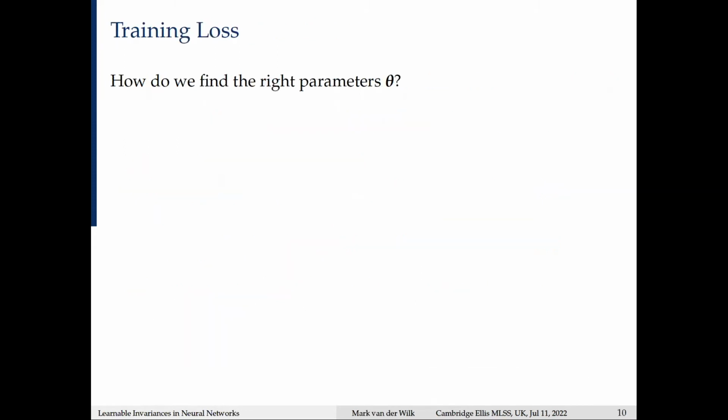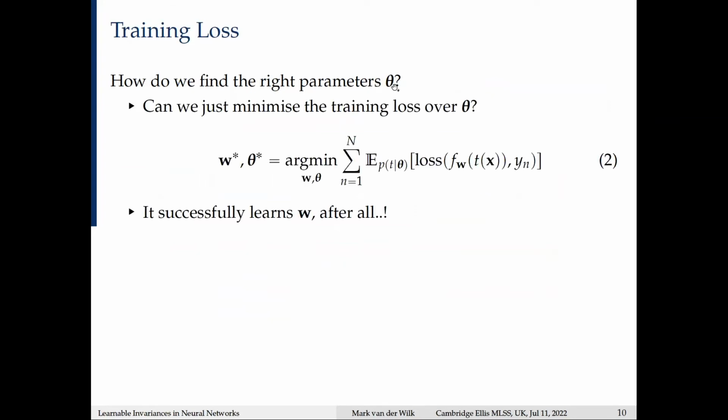All right, anyway, we could follow our normal machine learning procedure, and then we could ask, how do we find the right parameters theta? Well, could we not just minimize the training loss with respect to both the weights and the parameters of the augmentation? One reason we could imagine that this would work is because it does successfully learn the weights. It doesn't do anything too bad there.